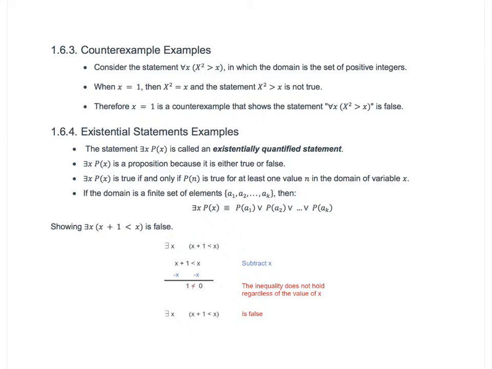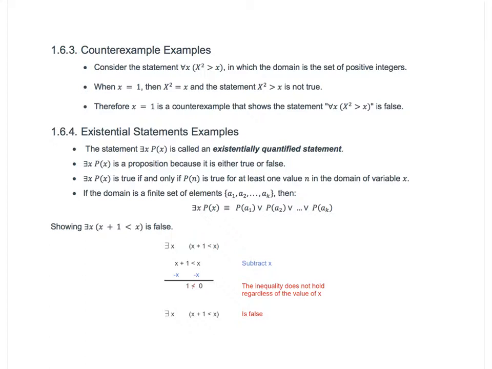So in fact, if you want to disprove a universally quantified statement, you don't need to do anything but find a counterexample for that universally quantified statement. So you need to show that there is a value in the domain of the variable that makes the predicate false.